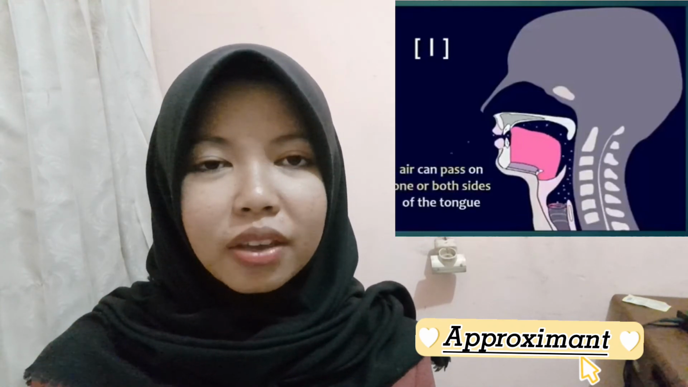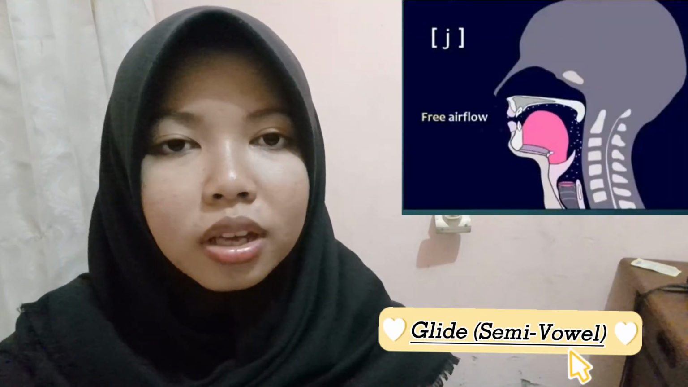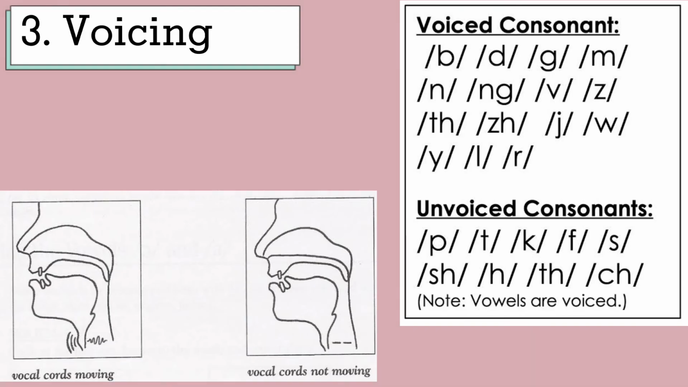Next is approximant, produced by making the airflow pass through the oral cavity or through the center of the tongue. Okay, let's try together. Next is glide or semi-vowel, produced with very little constriction of airflow and often referred to as semi-vowel. And let's try together. W, Y.